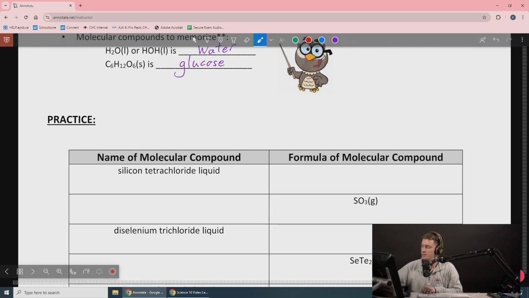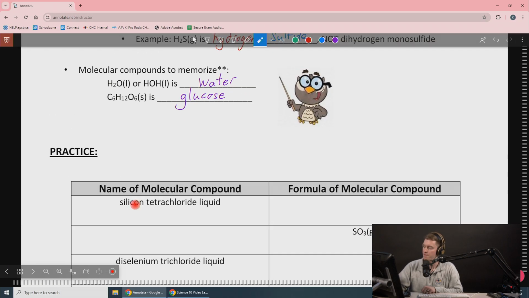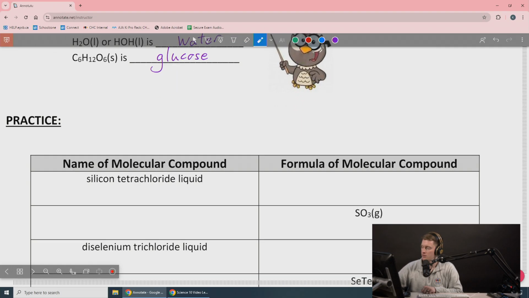Can do some practice. This is moving from the name to the formula, and this is going from the formula to the name. Take a look at the first one here. Silicon tetrachloride liquid. All right. This is telling us our state.